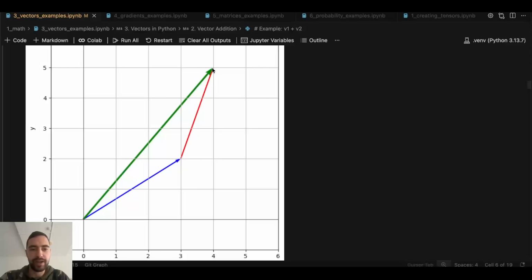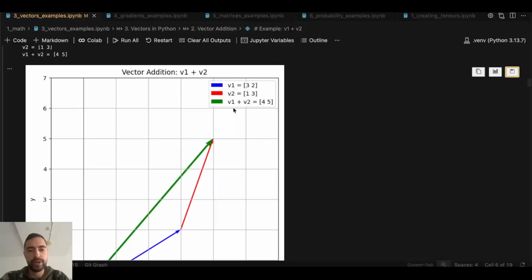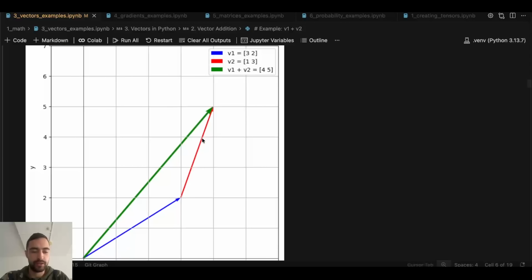So the resulting vector will be 4, 5. We can draw it from the origin to 4, 5 if we want. So that's how you can add vectors visually as well.